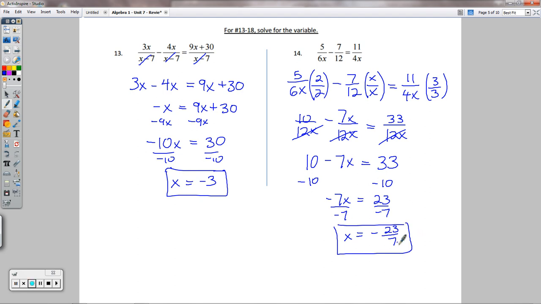If you wrote that as a mixed number, that would be negative 3 2/3. I would leave it either as a mixed number or, more preferably, an improper fraction. Don't give me a rounded decimal unless you're told that that's okay.